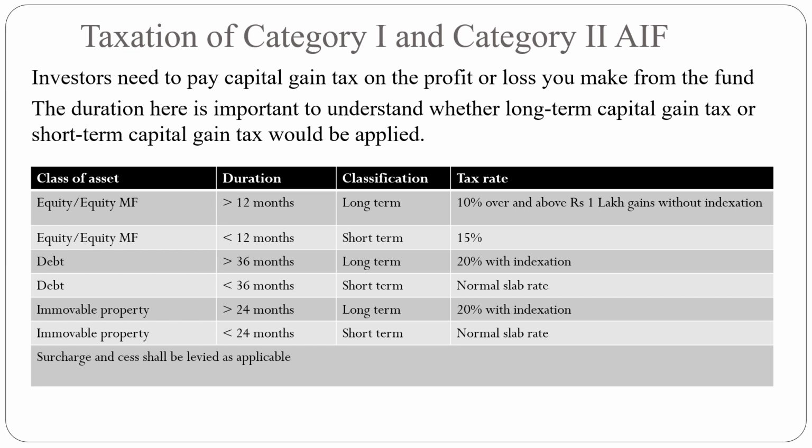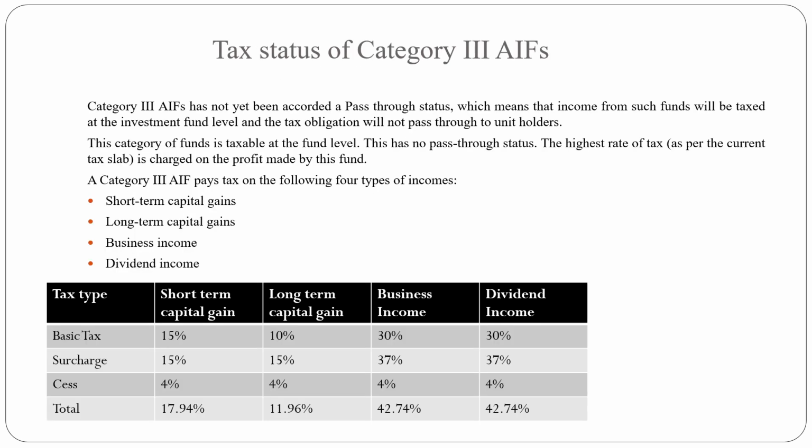Immovable property, more than 24 months, long-term 20%. Immovable property, less than 24 months, short-term, slab rate. So these are the various tax rates on income which the unit holder will get from the AIF, and their tax rate has been provided.